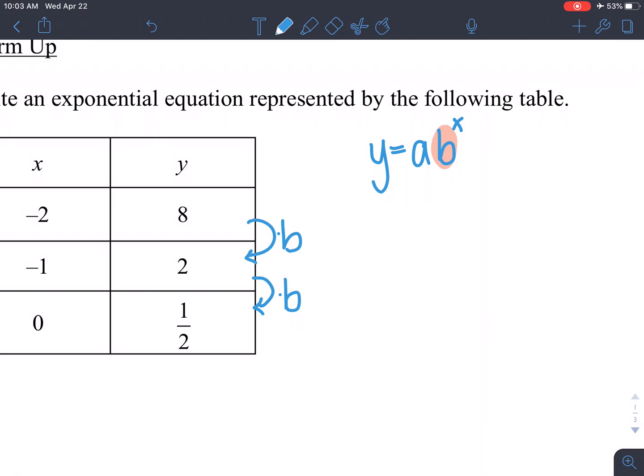One thing I'd like to pay attention to is that those numbers are getting closer to our horizontal asymptote of 0. And since those numbers are getting closer to 0, I know that this has to be a decay. So I like making a little note to myself, which means my base has to be less than 1.